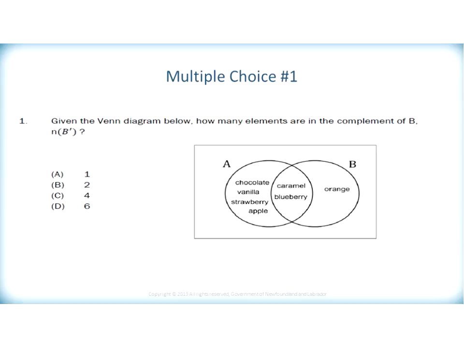So we're having a look at multiple choice number 1. Given a Venn diagram below, how many elements are in the complement of B? So we see B right here. The complement of B is what's not in B. So what's not in B? What's not in B will be anything outside of here, and that will be 1, 2, 3, 4 elements. They are not in B.